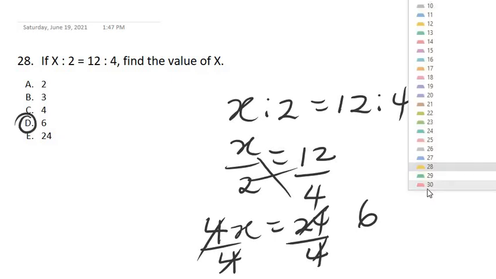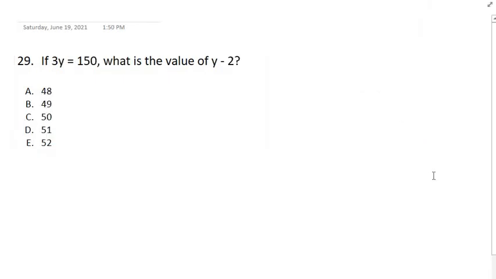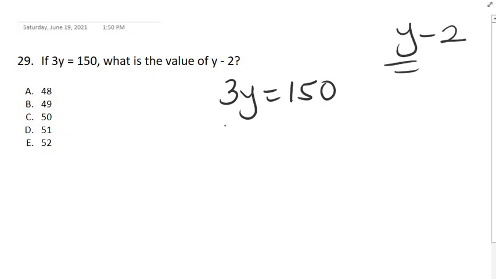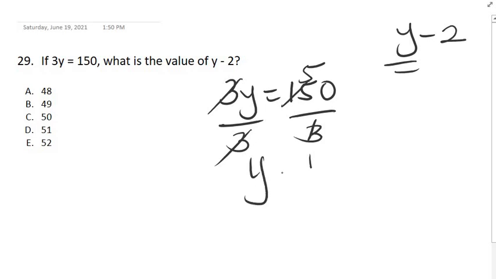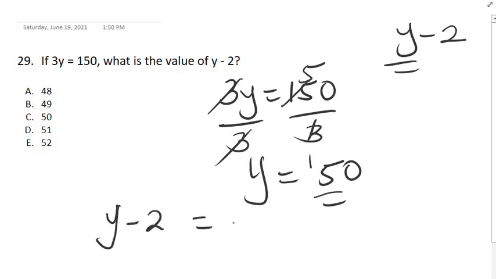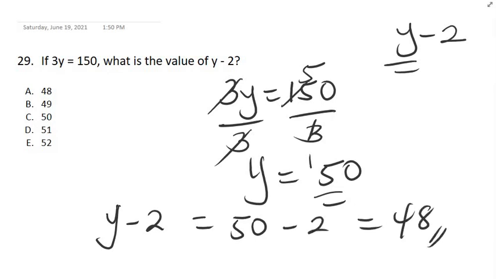Question 29. If 3y equals 150, find y minus 2. We need to find y first. To get y, you divide both sides by 3. 3 cancels 3. 3 here 1, 3 into 15 is 5. So y equals 50. So y minus 2 will give me, okay, equals 50 minus 2, which is 48. So the right answer is A, which is 48.